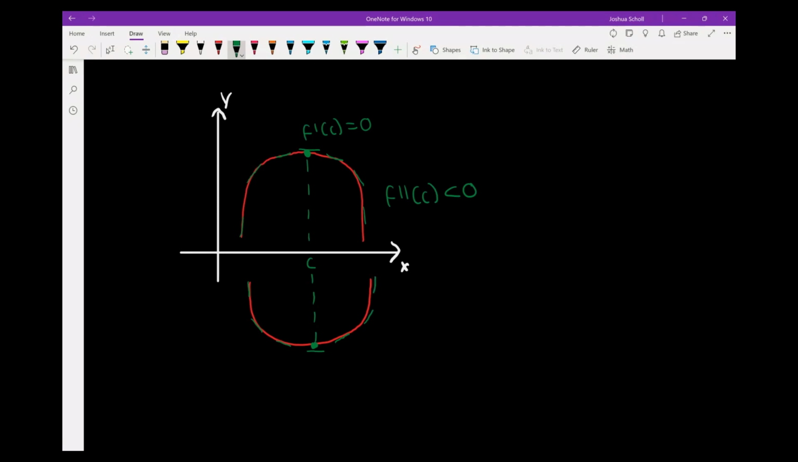Now, because the slope of the tangent line at x equals c is 0, we once again know that f prime of c is equal to 0. And because as the function continues, it becomes more and more positive, we know that f double prime of c is greater than 0.